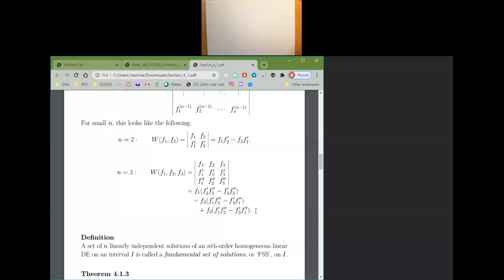So yes, there will be n factorial number of terms. And it corresponds to the permutation group on a group of size n, which is really cool. That's all pure math, abstract algebra. Woo!